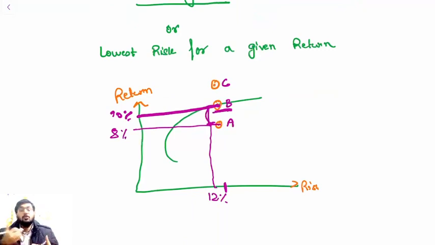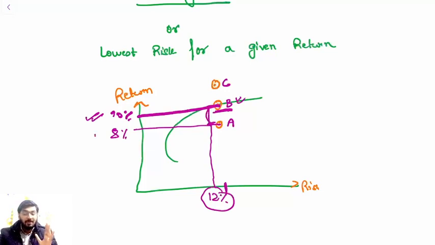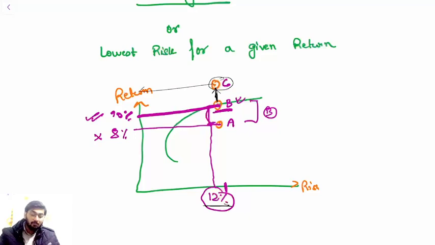Now tell me which portfolio you personally prefer between A and B. Definitely any rational person will go for portfolio B, because at 12% risk, I am going for the 10% return portfolio. Why will I choose 8? I'm not going to choose it. Now, one thing is clear, that between A and B, I will go for B. Clear? Now, suppose you say, what about C? What if C is available? C is available means that at the same level of risk, there is a portfolio available which is giving you a much higher return, say 14%.